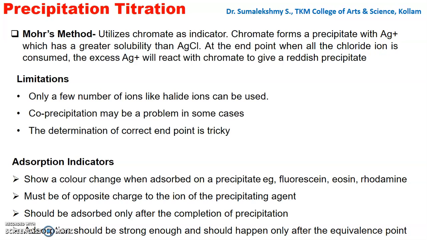Then the indicator should be of opposite charge to the ion of the precipitating agent. Here, if we consider the titration of chloride with silver nitrate, the ion of the silver nitrate is Ag+, so the indicator should be negatively charged. Third condition is that the indicator should be adsorbed only after the completion of precipitation.